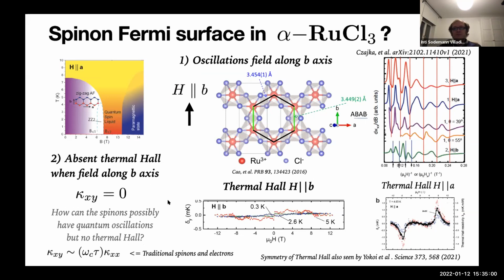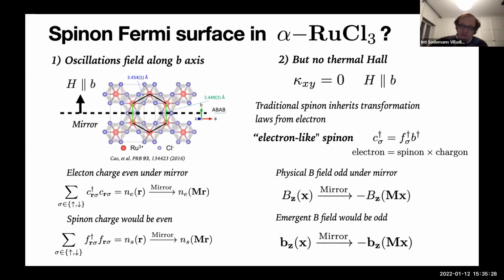But if I make a hypothesis in which the spinons are experiencing some average emergent magnetic field, that magnetic field would need to at the same time give rise to quantum oscillations, or some sort of Landau quantization, but no Hall effect. So no Lorentz force for the spinons when the field is applied along the B-axis. So that is an inconsistency, okay? So how can we resolve that inconsistency?